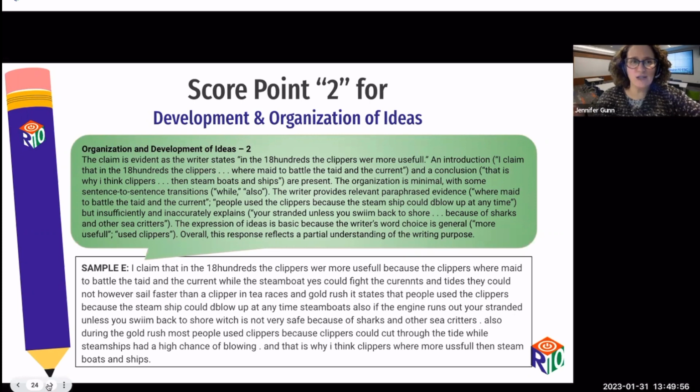The organization is minimal and limited, but there is an organization from an intro into that body evidence and into that closing idea. We do have relevant paraphrased evidence, and it is insufficiently and inaccurately explained, but an attempt was made. Overall, this is a basic expression of ideas with general word choice and basically a partially developed attempt at that writing task.